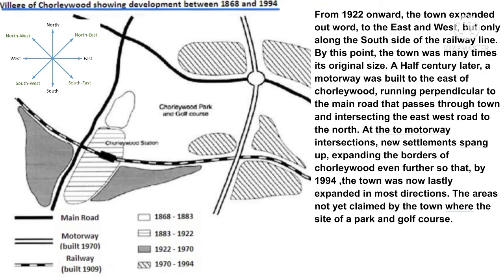A half-century later, a motorway was built to the east of Chorleywood, running perpendicular to the main road that passes through town and intersecting the east-west road to the north. At the two motorway intersections, new settlements sprang up, expanding the borders of Chorleywood even further, so that, by 1994 the town was now vastly expanded in most directions. The areas not yet claimed by the town were the site of a park and golf course.